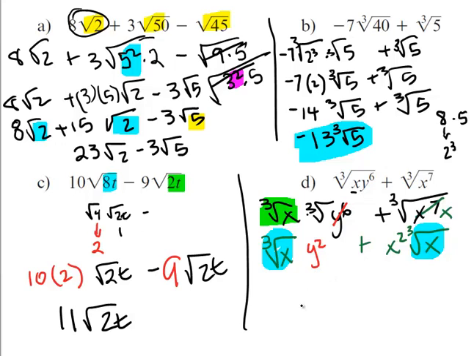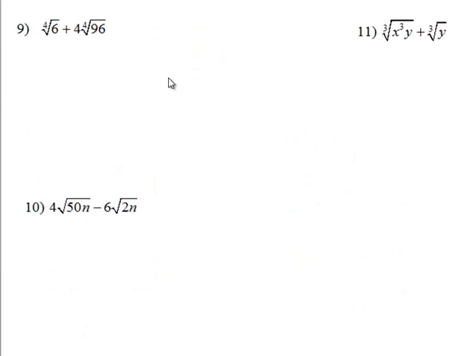Oh, I could actually take out that as a factor. So I'll have y squared plus x squared times the cube root of x. Because if I distributed that, it would go to that, and then it would go to that. So there you go. And that's as far as we can go with this. But it tells us a lot more than we had to begin with. Here's a few more examples.